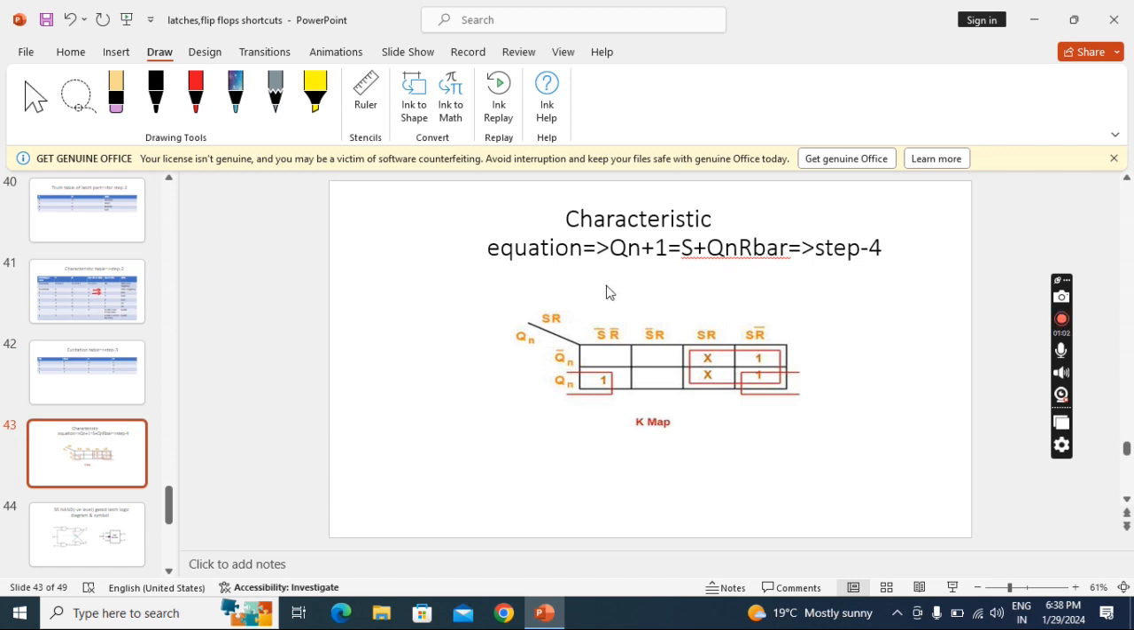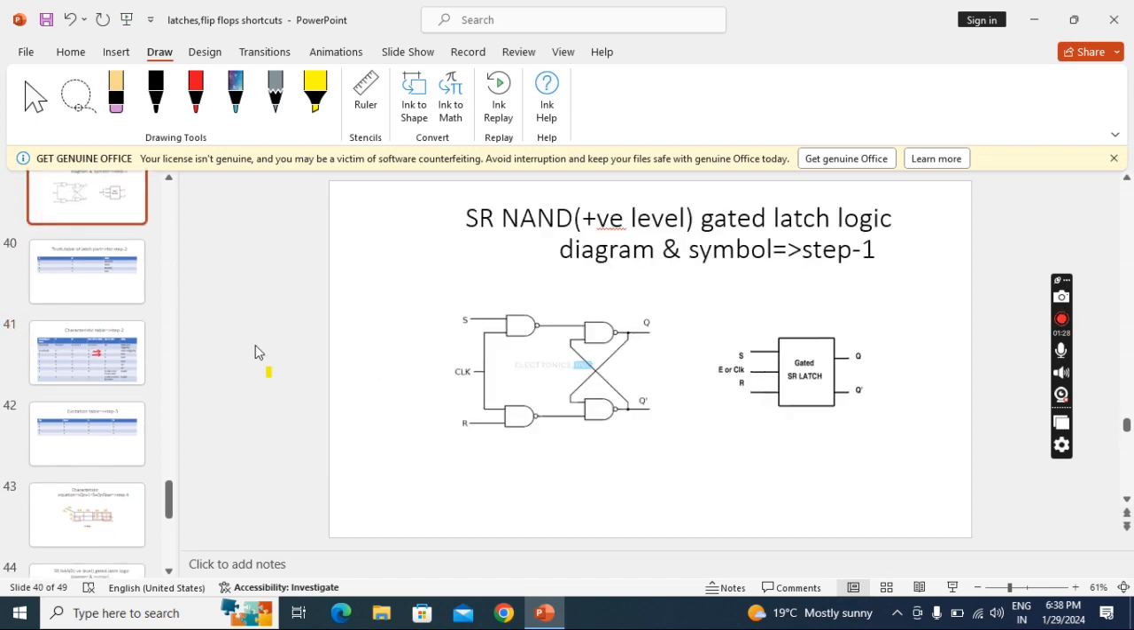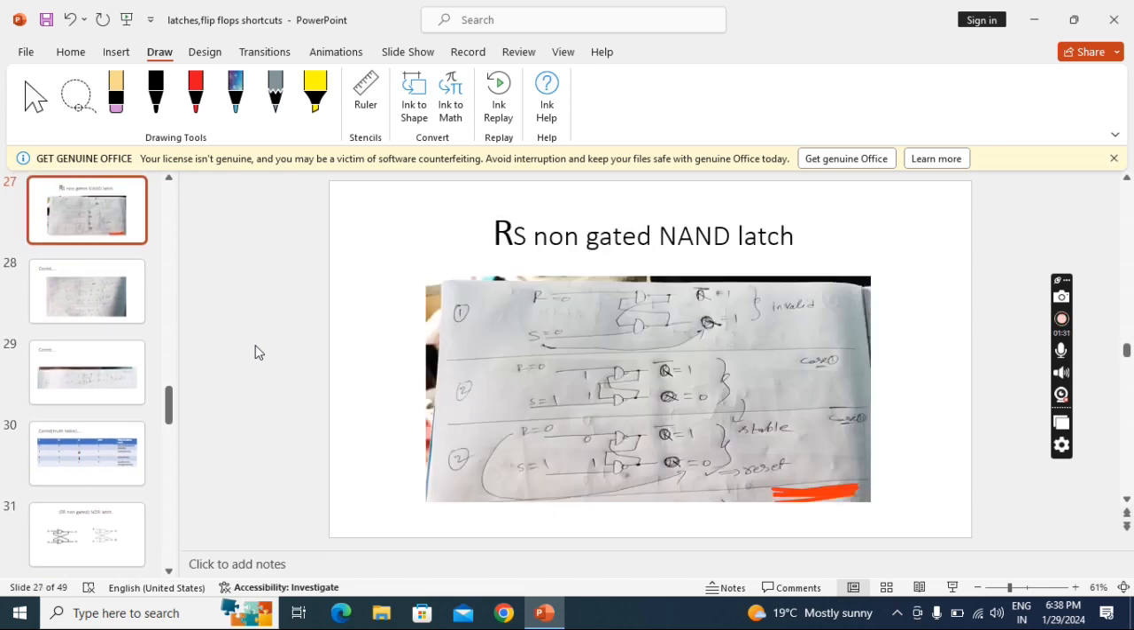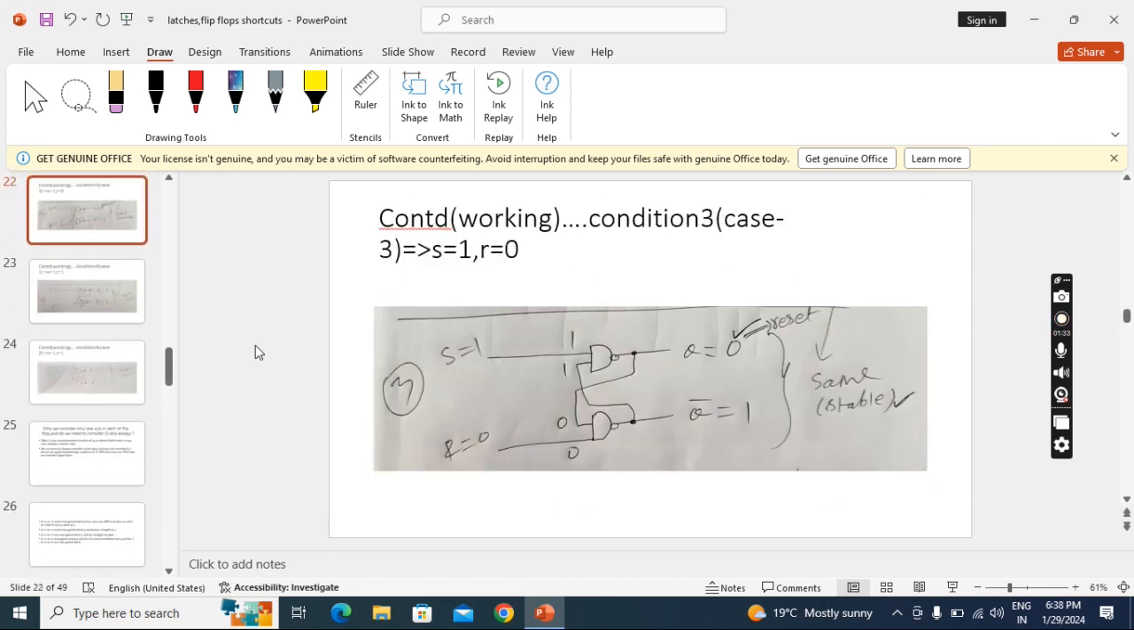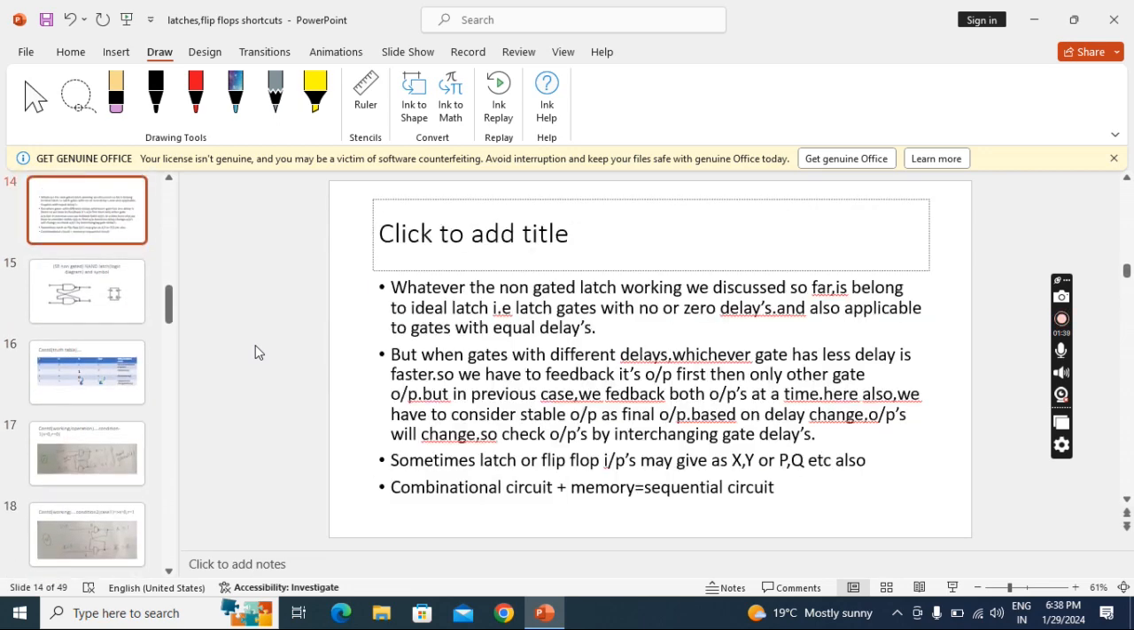So what's the benefit of this one? I can determine the Qn plus 1 value by substituting the S value, Qn value, and R value in this equation, right? That's the benefit. Here, whatever is happening, the values go from left to right side. But how hold happens in the non-gated latch, we'll see. This is in the gated latch, but how it happens in the non-gated latch, that we'll see.